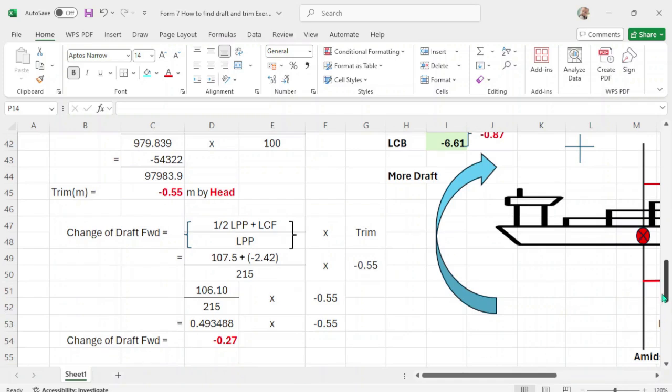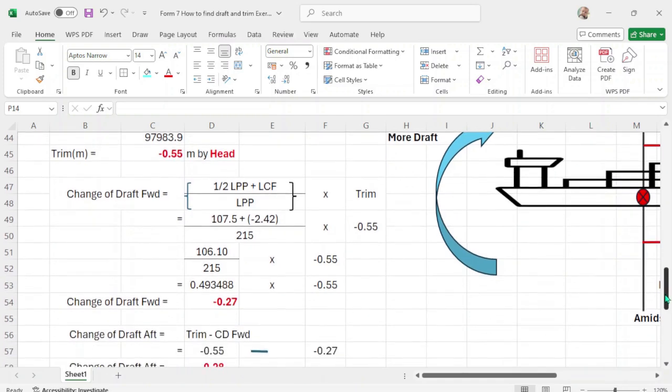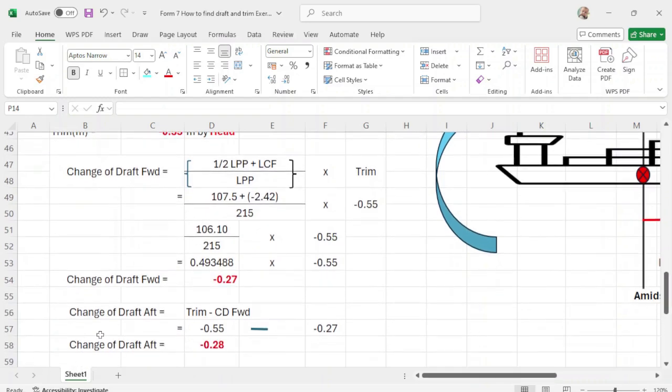So what's the formula? Change of drop up is your trim minus your change of drop forward. So negative 0.55, your trim, minus your change of drop forward, which is negative 0.27, and your change of drop up will be negative 0.28. Okay, so you have now your change of drop forward and your change of drop up. Now we will apply this one.